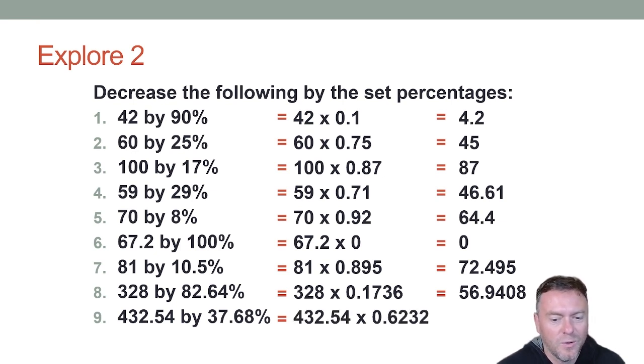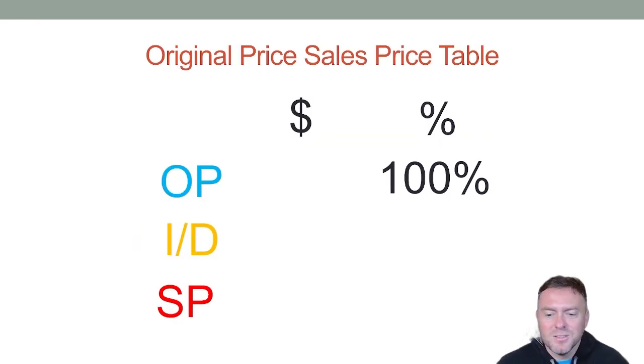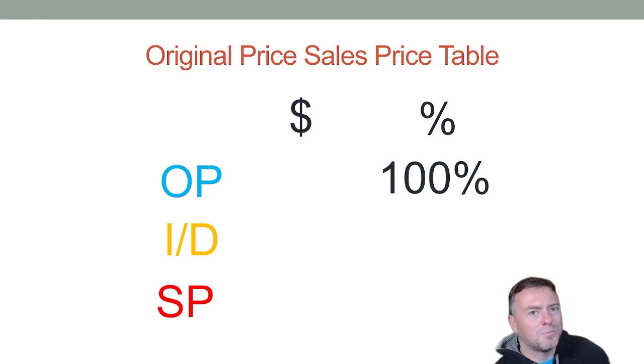56.9408, and then 432.54 times 0.6232, which gives us 261.558928. Now, this is a really handy trick drawing a table up like this if you're trying to do problem-solving questions.